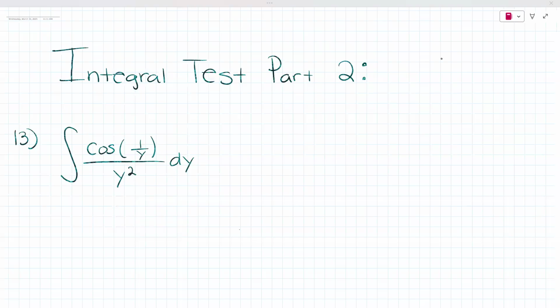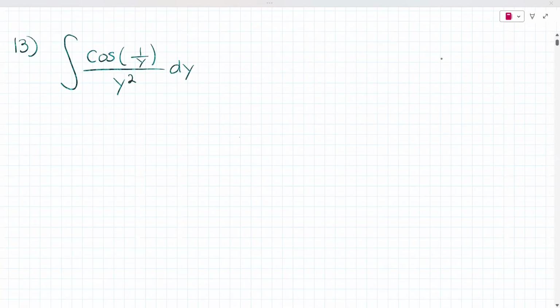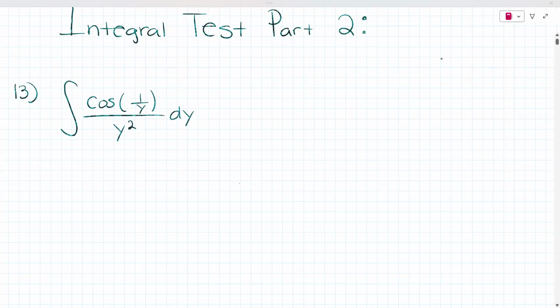So in this video, I will do part two of integral tests. So yeah, this is part two. So let's start with number 13. So number 13, we have the integral of cosine of 1 over y all over y squared dy.